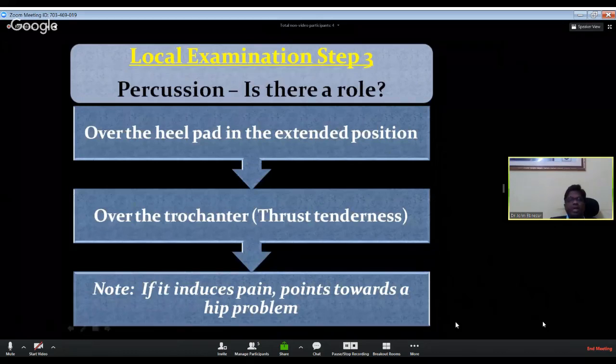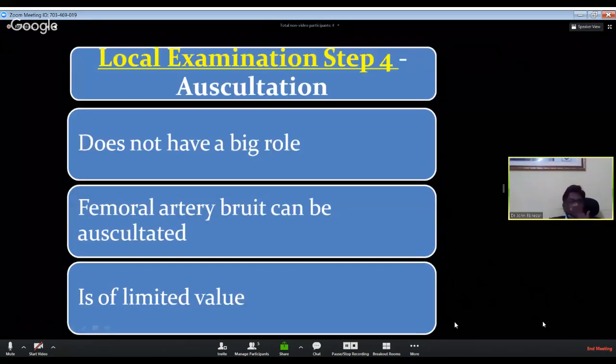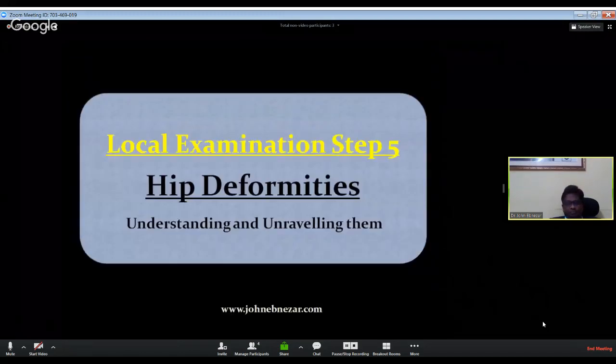Anyway, this is not a very important examination as far as the hip is concerned, but it does have a role. Then auscultation. It does not have a big role. Auscultation has no big role in hip examination except for a femoral artery bruit, which, if you find it, suspect some pathology in the femoral artery. Otherwise, auscultation is of limited value in hip examination.